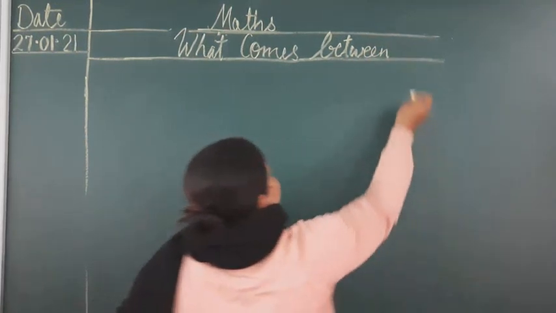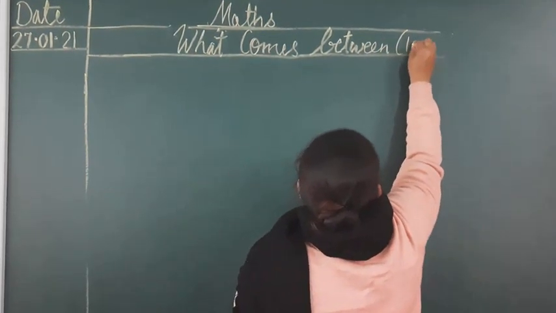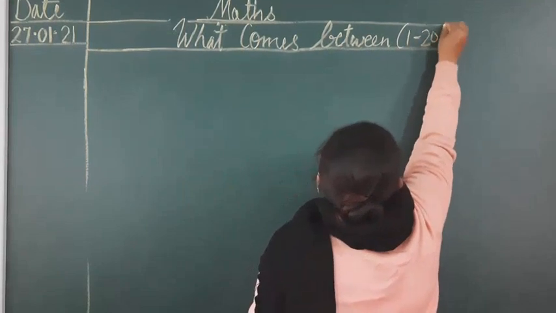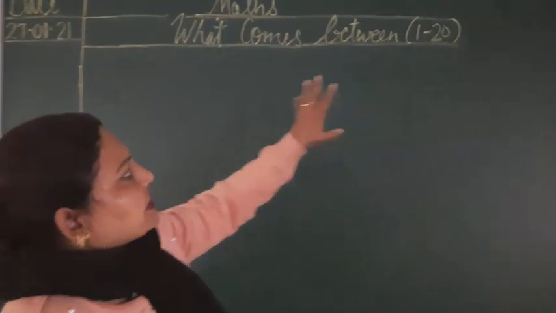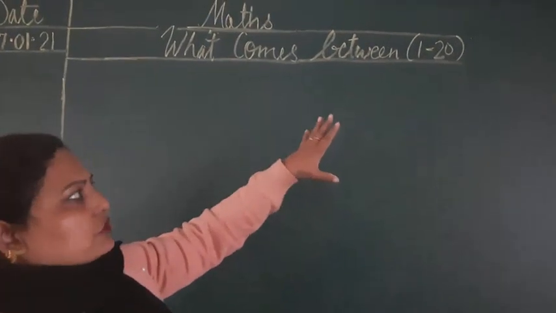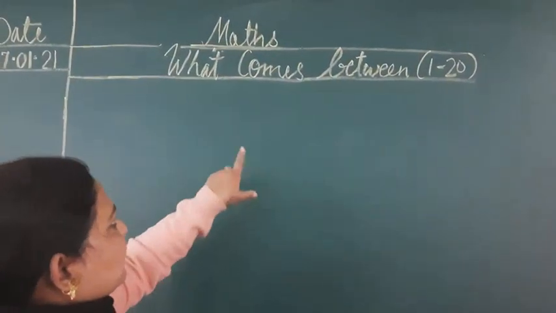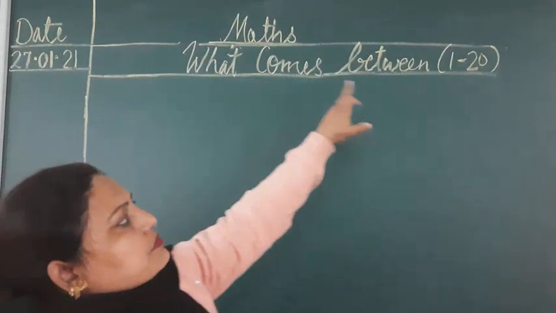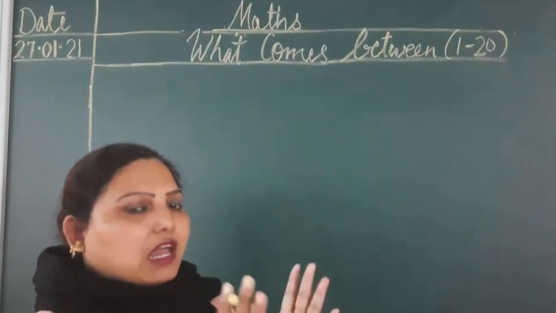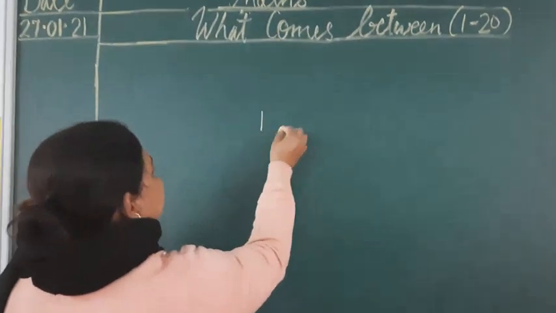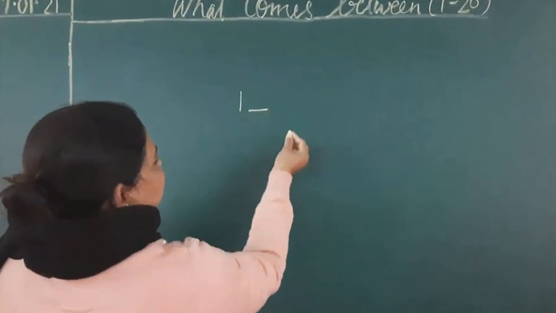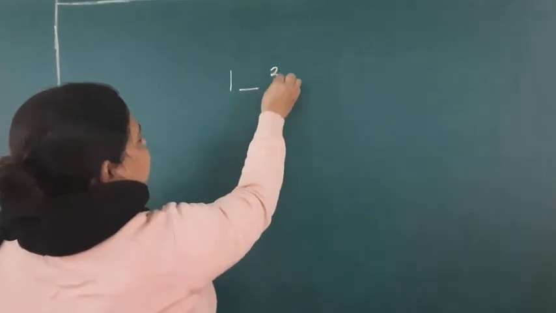Okay, and this will come within 1 to 20 numbers only. Not more than that. 1 to 20 you have to do. So children, here you can see what comes between. Between means in the middle. Like here the number is 1, here the number is dash, and again it is 3.